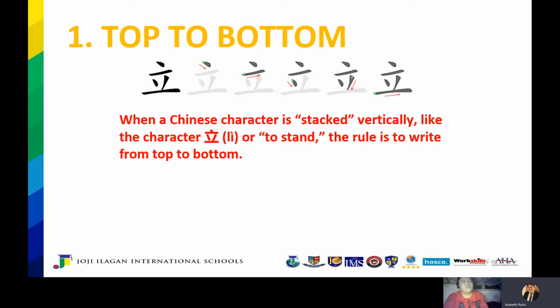So, let's start with the first rule, top to bottom. When a character is stacked vertically, like the character li, or to stand, the rule is to write from top to bottom. Okay? So, paano ba isulat yung li? I'll teach you how to write this through our ZenBrush app. Are you seeing me here? I hope you're still following me. Let's do this, okay? So, how to write li or to stand.